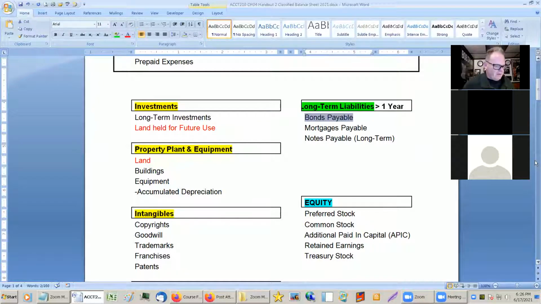Let me do a write-up here too. There it is. Okay. So here's what a bond payable is.